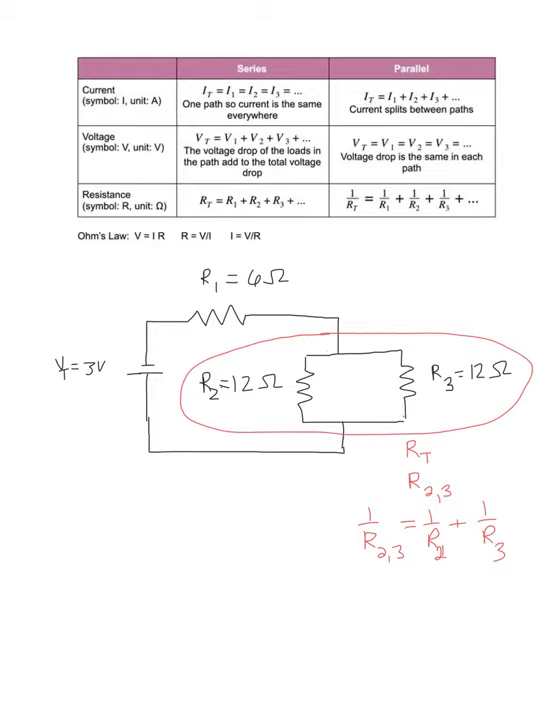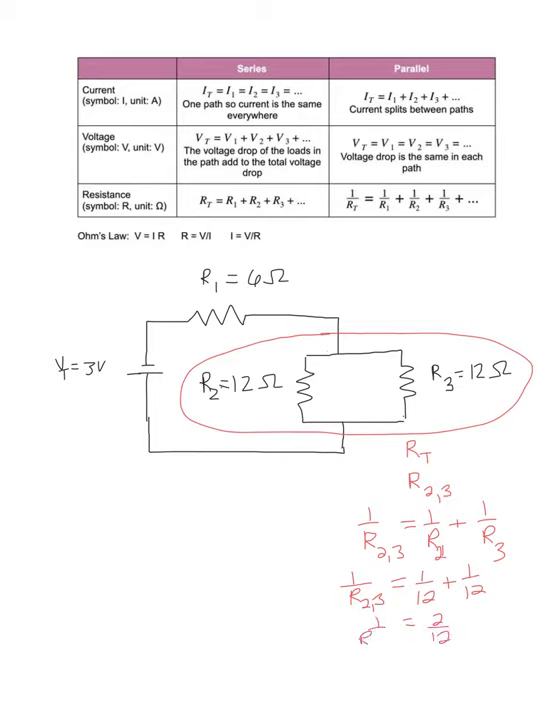And if we do that, we would end up with 1 over R2,3 is equal to 1 over 12 plus 1 over 12. And again, you can use your calculator and turn these into decimals to add them, but if I have the same denominator, you can just add the top. So if you have the same bottom number, which here is 12, I can just add the top. So it's 2 over 12.